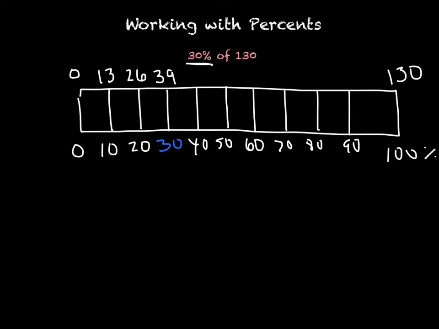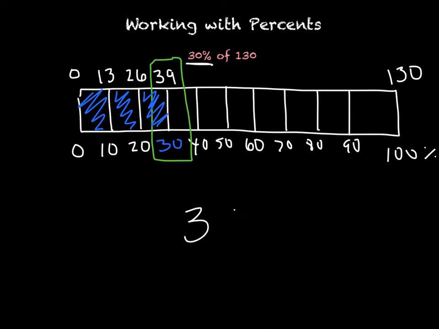And we could keep on going if we wanted, if we need to figure out 40%, 50%, whatever. But for right now, I'm going to go ahead and stop because we are looking for our 30%. So we have our 10%, our 20%, and then our 30%. So for our answer, our 30% of 130 will give us 39. So hopefully you were able to do that on your own.